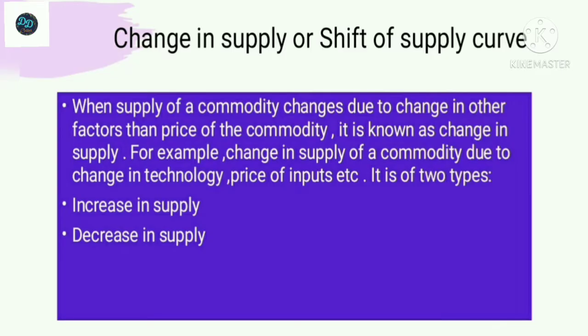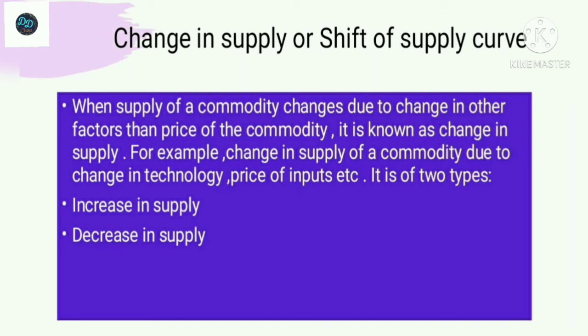The next one is change in supply, that is, shift of the supply curve. This is when the supply of a commodity changes due to change in factors other than the price of the commodity. In change in quantity supplied, it is a change in its own price, but here it is other factors than the price of the commodity. So it is known as a change in supply. For example, a change in supply of a commodity due to change in technology or price of inputs. But in change in quantity supplied, only the commodity's own price changes.